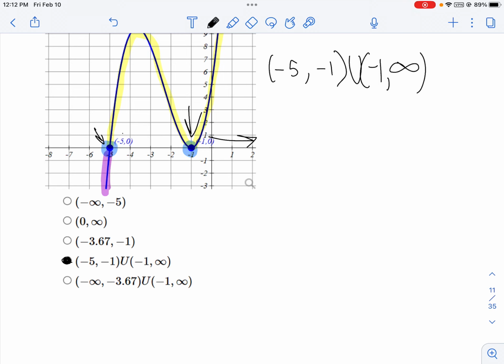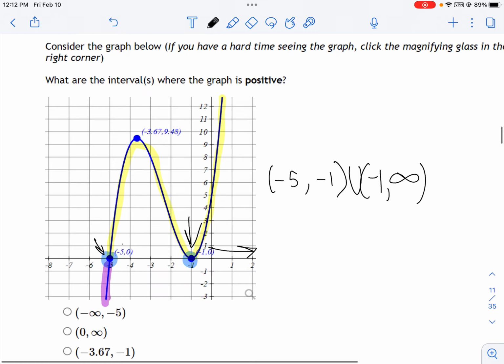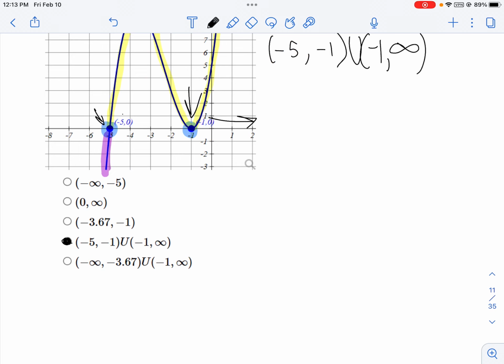Now, keep in mind if we were asking for intervals of negative, then we would be writing just this little purple section. We'd say, okay, what's the leftmost x that this is going to? Leftmost x, that's negative infinity. And then as we start moving to the right, this is the only place that's going to go all the way up until -5. And this would be your interval for negative.